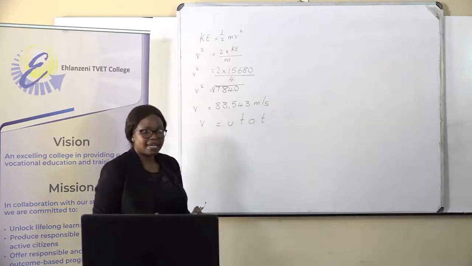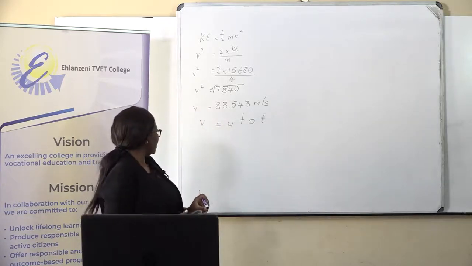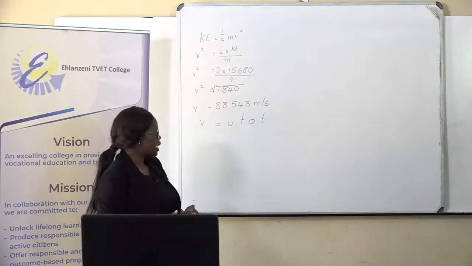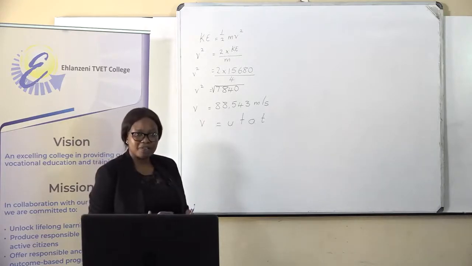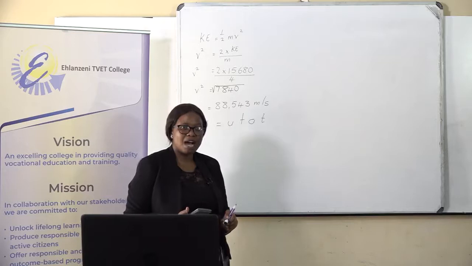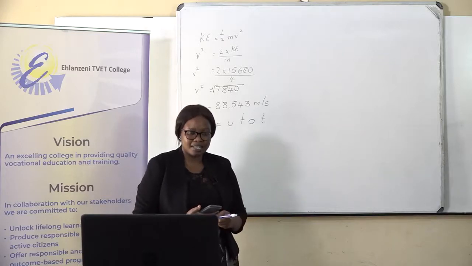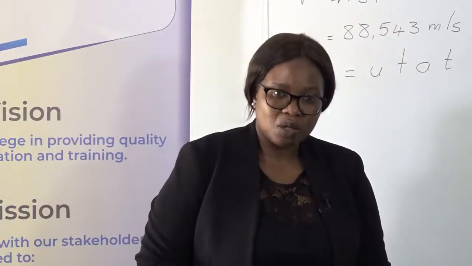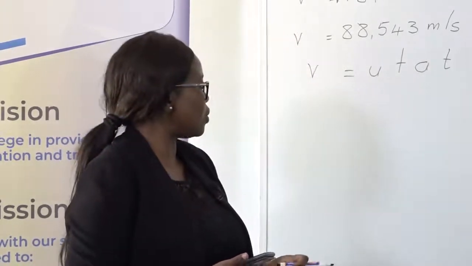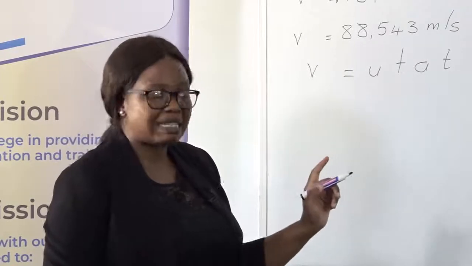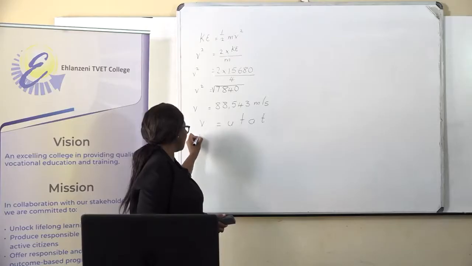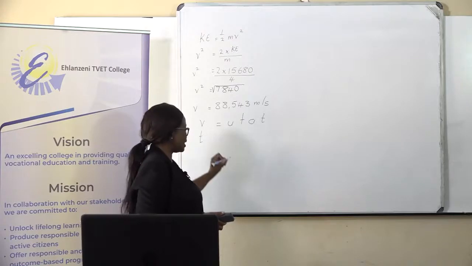We said that V is for final velocity. U is for initial velocity. A is for acceleration, gravitational acceleration. Like what I said, if it's going down or if it's on the vertical, we are going to use the 9,8. And T is the one that we are asked to calculate.